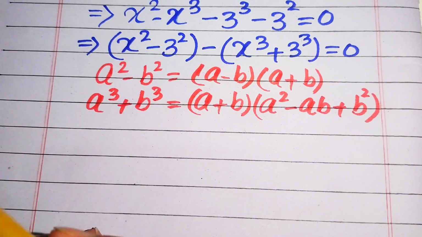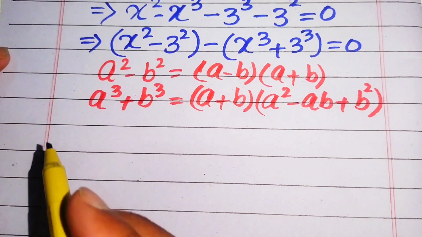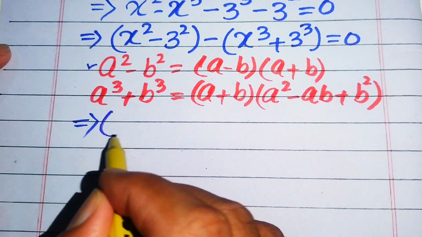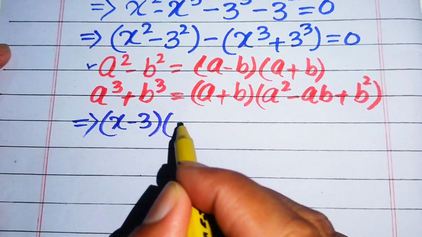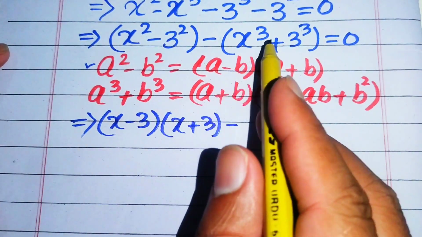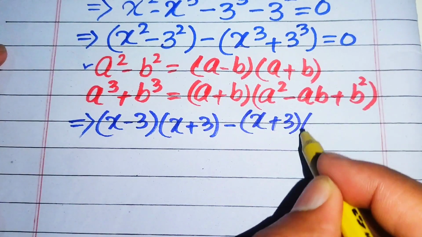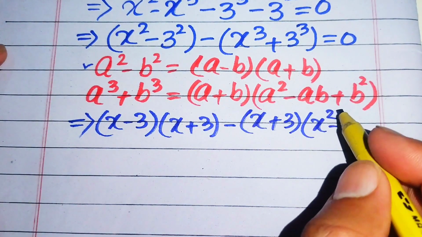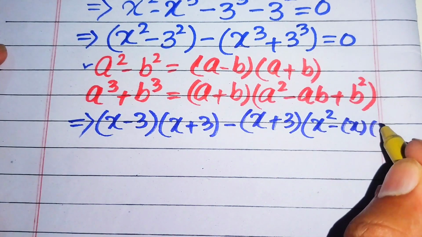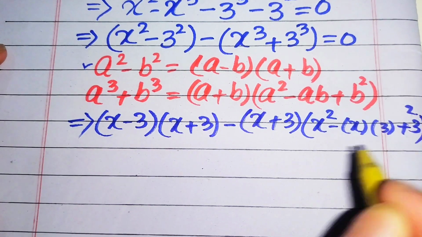So we need these two formulas to solve the above equation, so now we write our equation in this form. We use this formula and write x minus 3 times x plus 3, and minus, we apply the cubic formula on this term, and it is written as x plus 3 times x squared minus ab. So our a is x and b is 3, and plus b squared, so b squared is 3 squared.